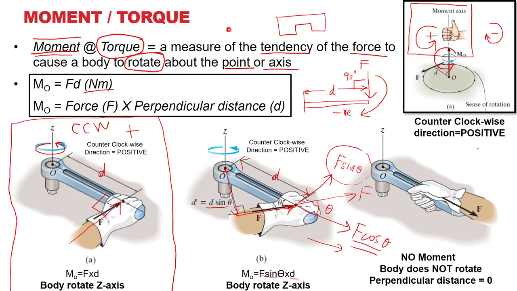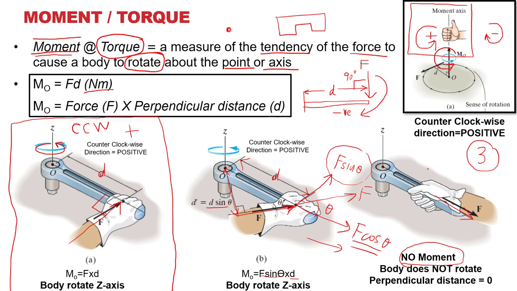And the third picture, this is number 3. This guy is not doing any moment. He is trying to pull like that. This thing is not going to rotate about the Z axis, about location O. No rotation, why? This is not a rotating force.